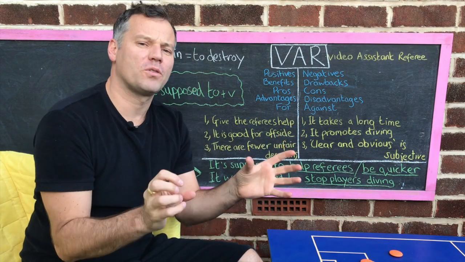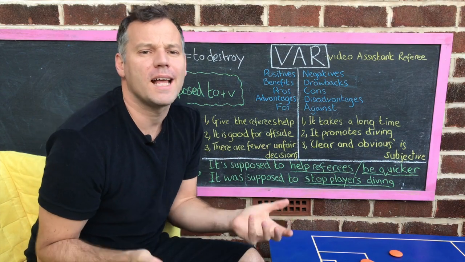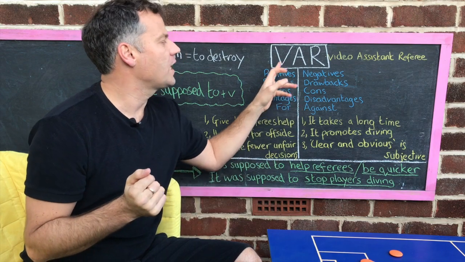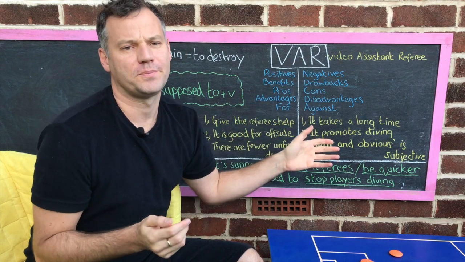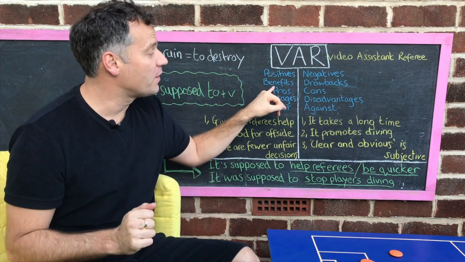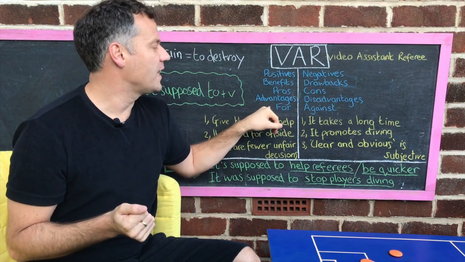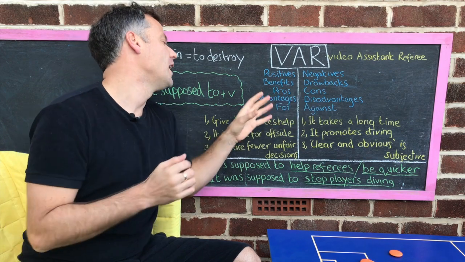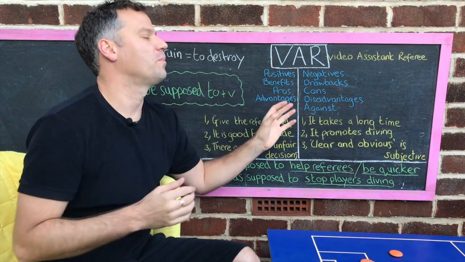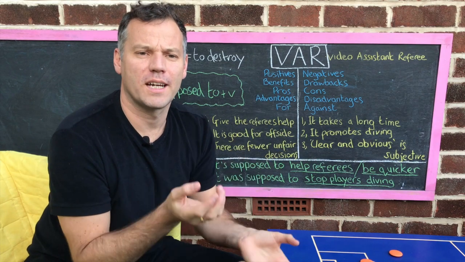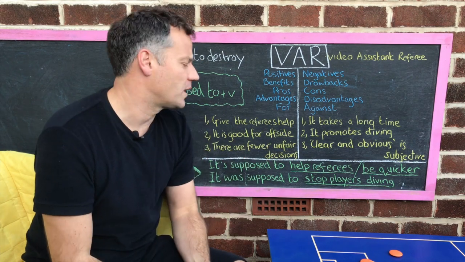I'm going to give you some vocabulary that maybe can help you with IELTS here to talk about the positives and the negatives of VAR. Or the benefits and the drawbacks, or the pros and the cons, advantages and disadvantages, some points for VAR and some points against VAR. So this language can help you when you're talking about the good things and the bad things of something.